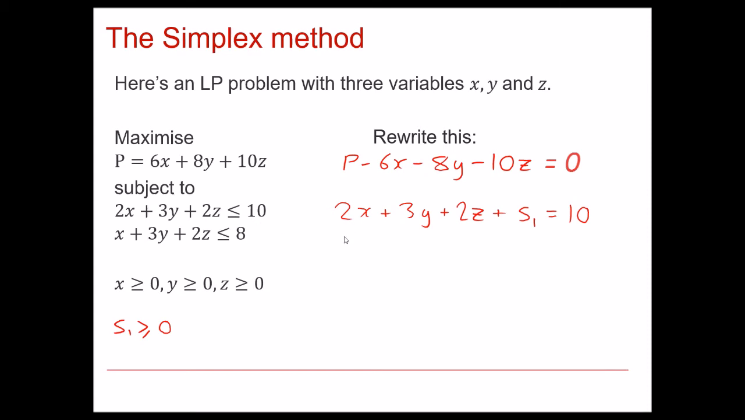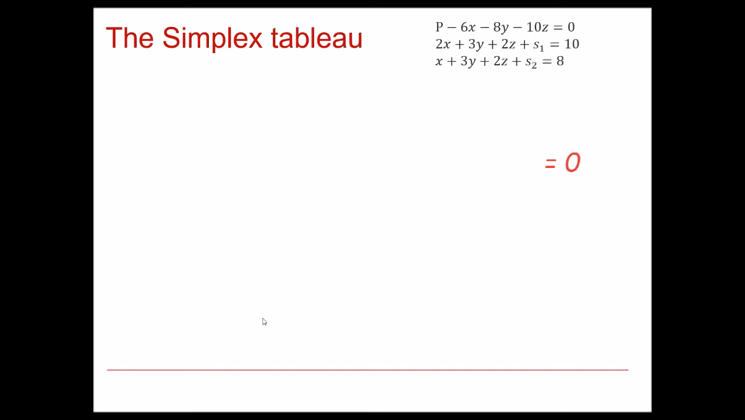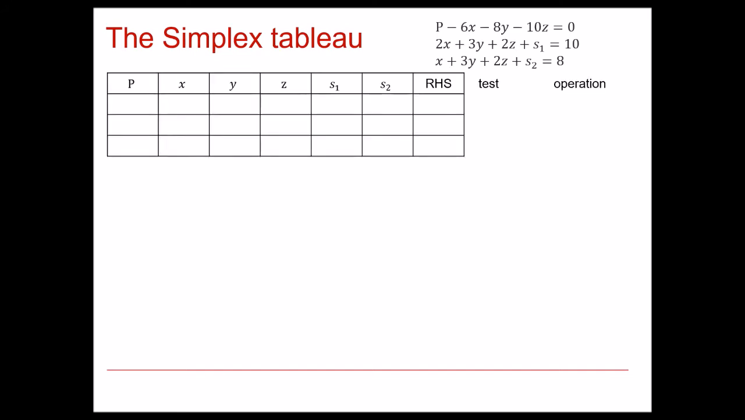And then we can do a similar thing for the other constraint, so that's x plus 3y plus 2z plus S2 is equal to 8. And again, this second slack variable S2 must also be greater than or equal to 0. So we can see those equations are kept there at the top right for reference, and we can now put the coefficients into the simplex tableau.